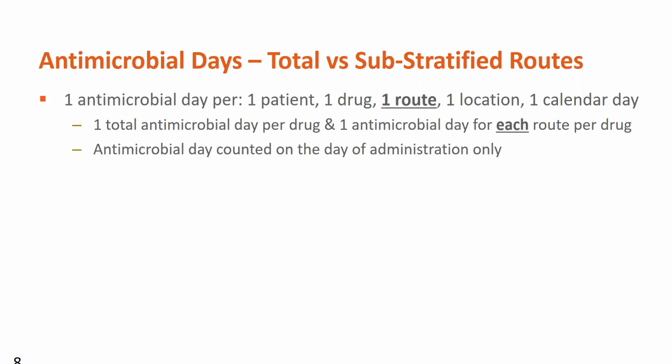So when you're looking at your substratification of routes, in many cases for drugs that are given more than once daily, the sum of the routes would be greater than the total because a single patient could attribute an antimicrobial day for more than 1 route in a given calendar day. The antimicrobial days are counted on the day of administration only. So even if it's an extended infusion or in settings of renal impairment, you would only count that drug on the day of administration.